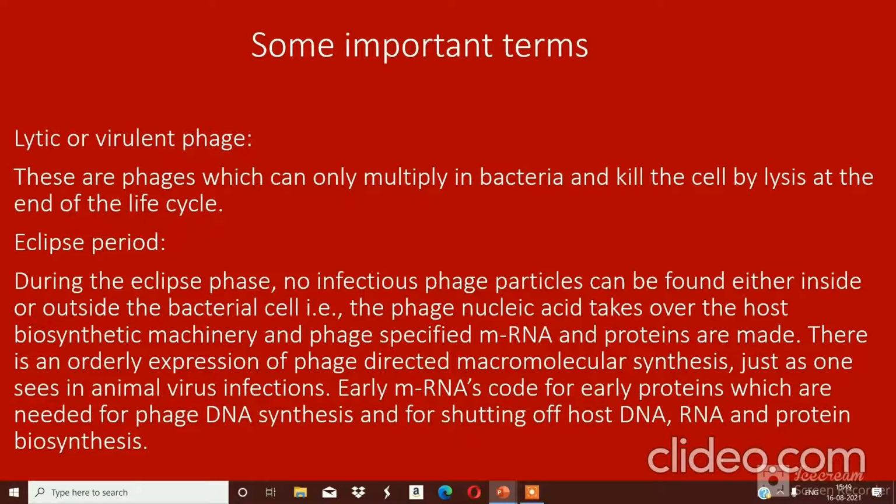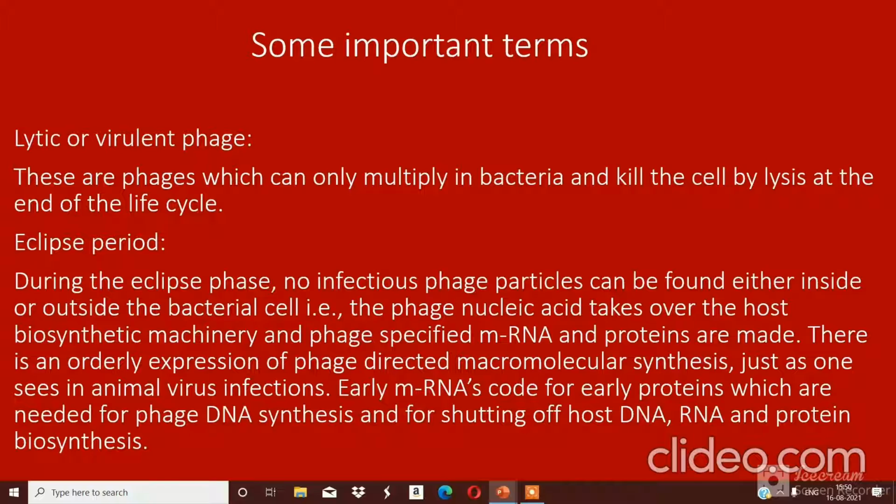Okay, so I have included some important terms which are important for you to know. So first is lytic or virulent phage. These are phages which can only multiply in bacteria and kill the cell by lysis at the end of the life cycle. And eclipse period. So you might be aware of this term. During the eclipse phase, no infectious phage particles can be found either inside or outside the bacterial cell. That is, the phage nucleic acid takes over the host biosynthetic machinery and phage specified mRNA and proteins are made.